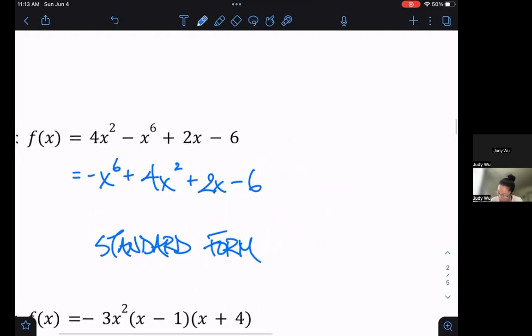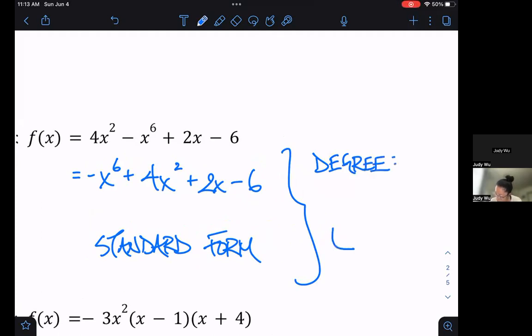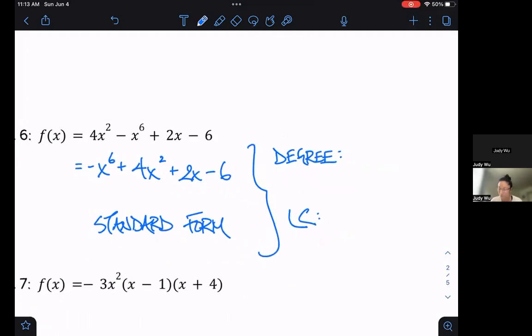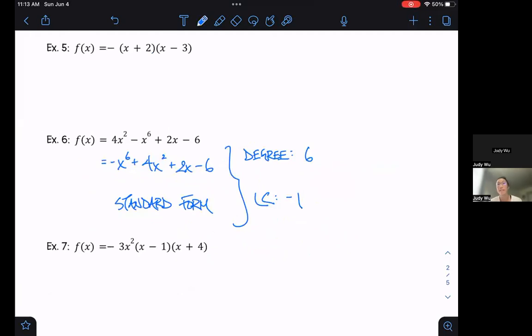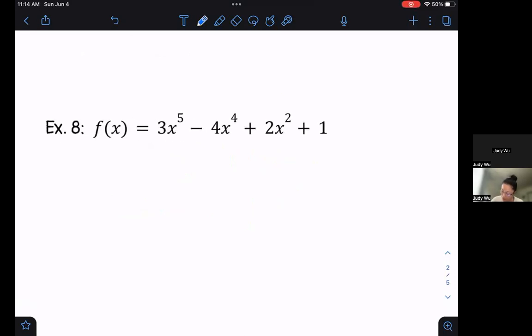And if we want to find our degree, we'll go to the leading term now. And if we want to find, I'm going to call it the LC, the leading coefficient, it's just the number in the front. And so the degree here is 6 because that's the highest power we see. And the leading coefficient, it's not negative x, but it's negative 1. Okay, so in terms of finding leading terms, if it's in standard form, then that is actually a really straightforward process. Okay, so let's check out example 8, which is also in standard form.